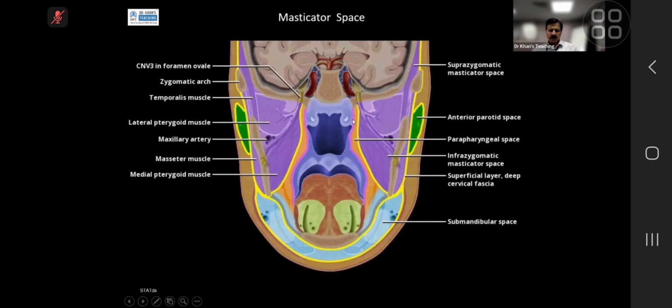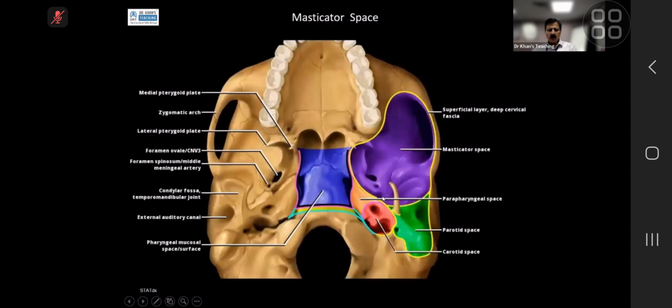So this is a coronal diagram which tells you that this is the masticator space which touches the base of skull. We have already covered it, and this space here is the parapharyngeal space. For repetition, many of the spaces go and touch the base of the skull, and that is why if there is a tumor in the space or there is infection, it can go into the cranial cavity.